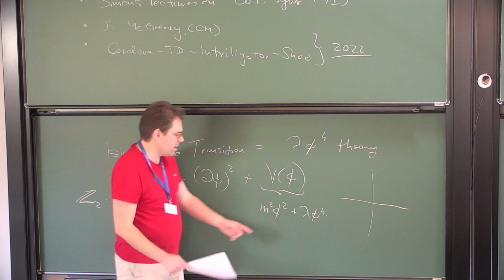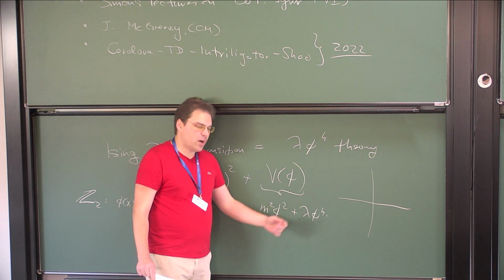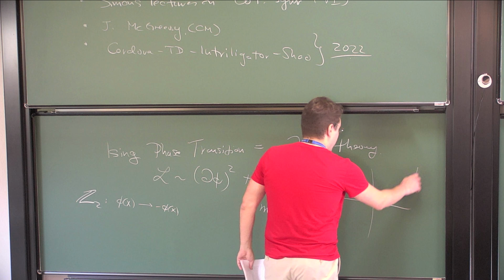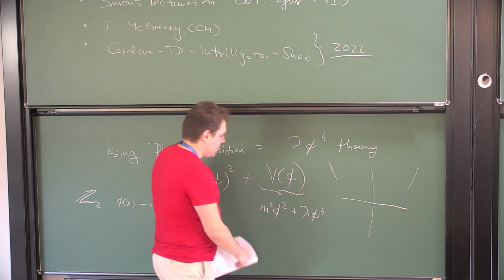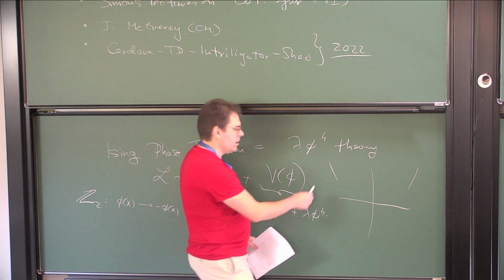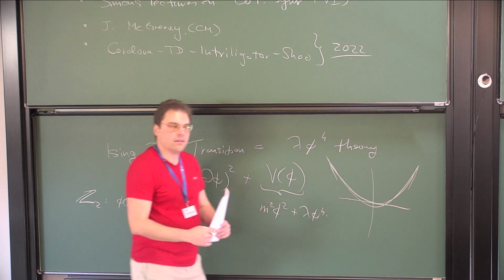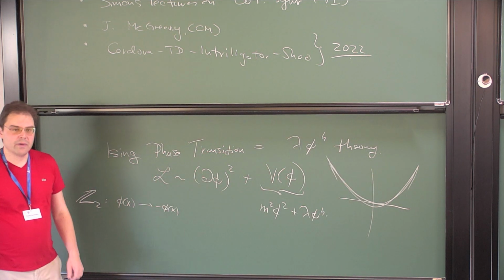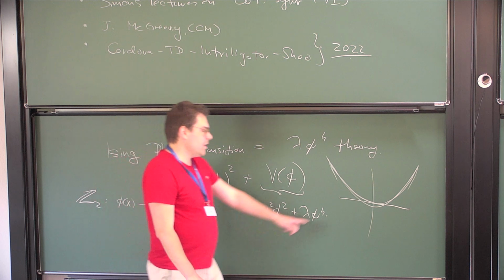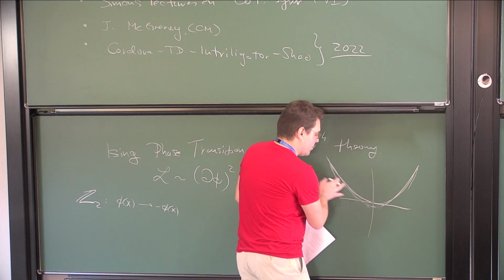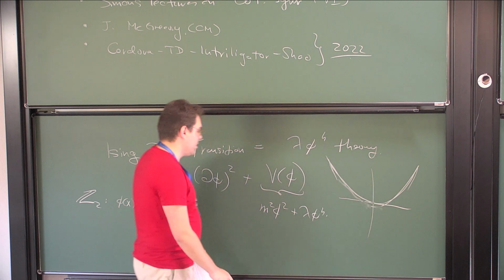The important thing is that we always take lambda to be positive in order to have a nice stable potential that's bounded from below and doesn't have any runoffs to infinity. But the sign of the mass can be either sign. So if you take the mass to be positive, you get a nice convex potential like that with a minimum at the origin. And you see that in this case, the minimum of the potential is at the origin.